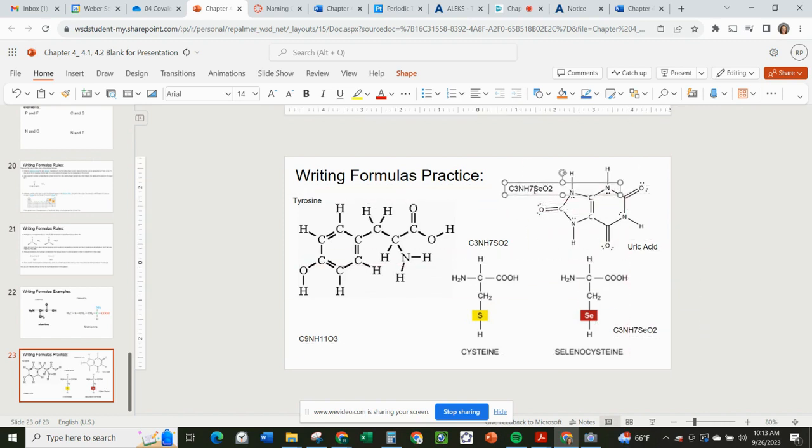Okay. And then the last one is this uric acid. So do we have carbons? Yes, we have carbons. How many carbons? 1, 2, 3. Just 3. 1, 2, 3, 4 nitrogens. How many hydrogens? 1, 2, 3, 4 hydrogens. We don't have a selenium here. We have oxygen. 1, 2, 3. We just have to make sure we're counting correctly, putting them in the right order, and then these all need to be subscript numbers.